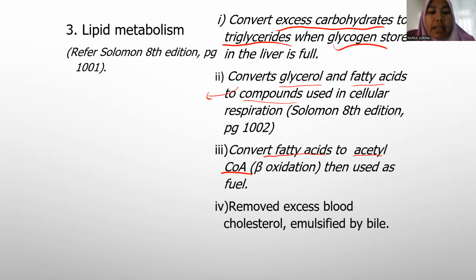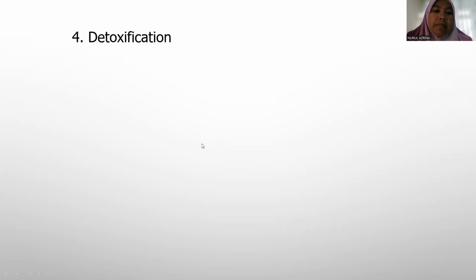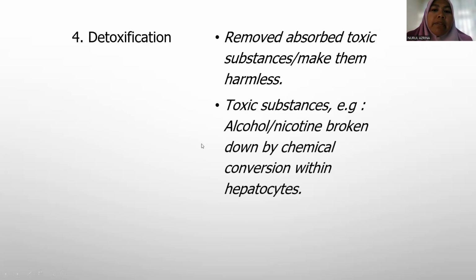Next, in lipid metabolism, the liver removes excess blood cholesterol and it is emulsified by bile. Good. Number four, detoxification. Liver removes absorbed toxic substances and makes them harmless. The toxic substances, including alcohol and nicotine, will be broken down by chemical conversion within hepatocytes.